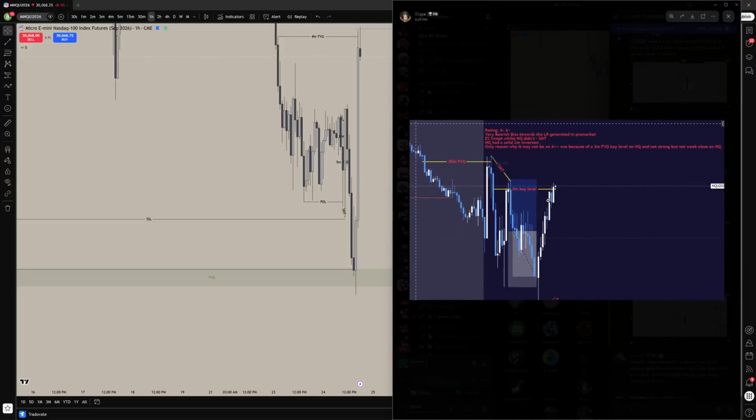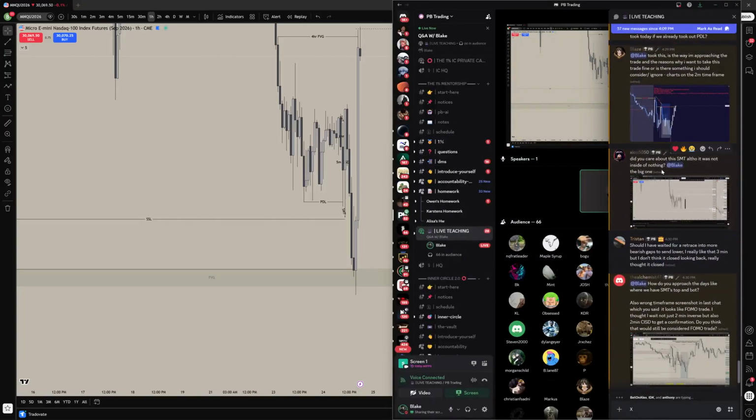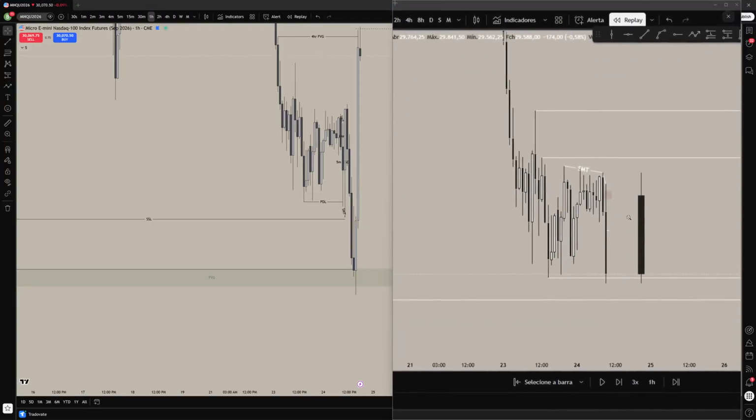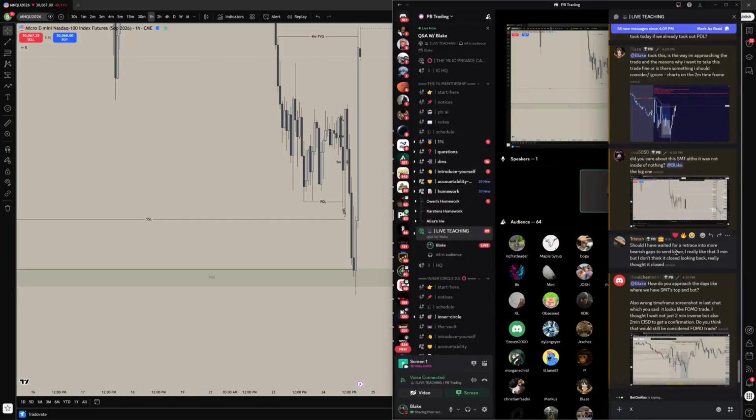Yeah, great setup. This is a setup a lot of people took. Yeah, I like it. I love these shorts. Do you care about this SMT? I mean, it's like an hourly high, so in seek and destroy conditions, yeah. Especially after the reaction we got.